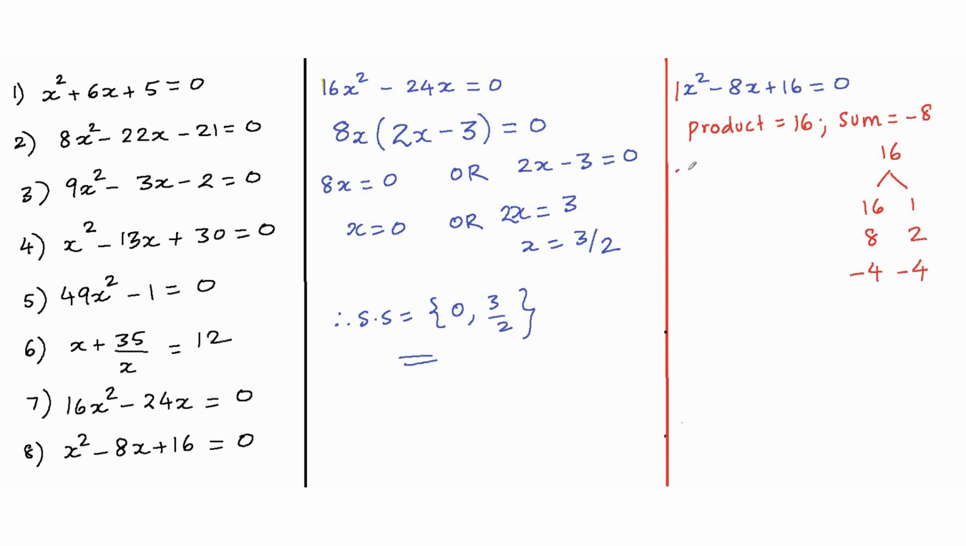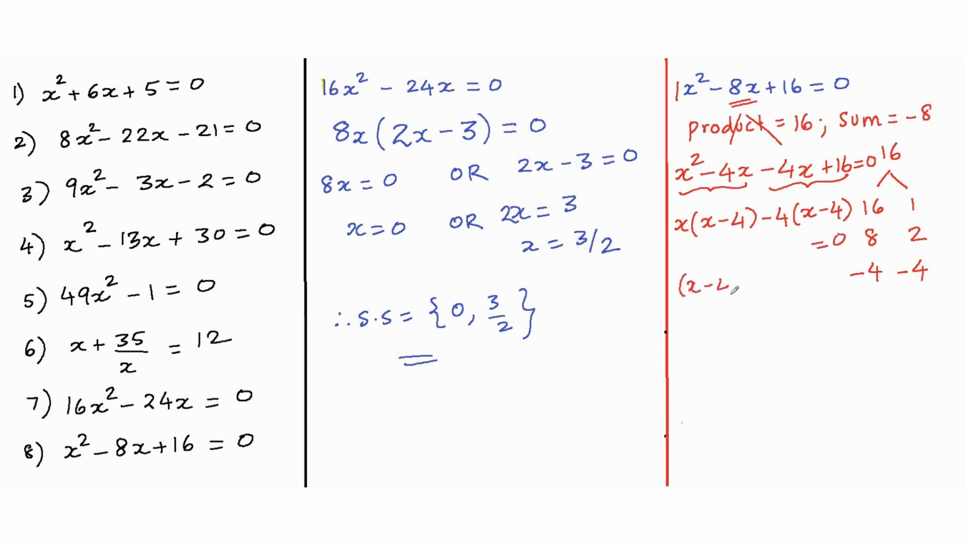So I can say x square, I can split this negative 8x as negative 4x minus 4x plus 16 equal to 0. This is why it is called splitting the middle term. The middle term was split as negative 4, negative 4. And now what is common in these two terms? x is common. And let's see what is left inside, x minus 4. In these two terms, minus 4 is common. And therefore, x minus 4 is left inside.